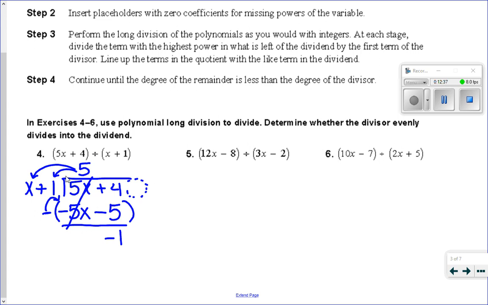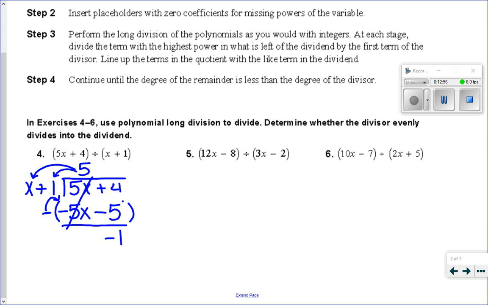So that's empty space. That was the end of the polynomial, so I cannot keep going. The other way I know that that's the end is that x does not go into negative 1. So if I try to do this again, x times something giving me negative 1 is impossible. Okay, so I know I'm finished.